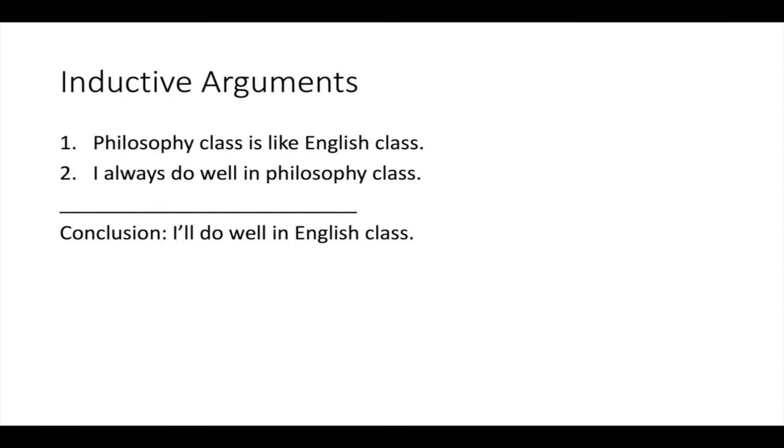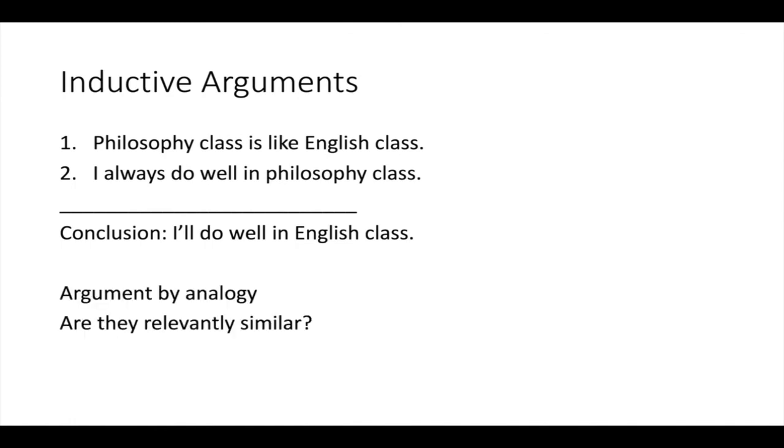And when we're considering arguments by analogy, the thing we have to find out in order to tell whether it's a good argument is whether the two things we're analogizing, I think I got that word right, are relevantly similar. Are they alike in the relevant ways? So you may object to this argument by saying, this is not a good argument because English class and philosophy class are just way too different. And actually, in my case, they were so different.